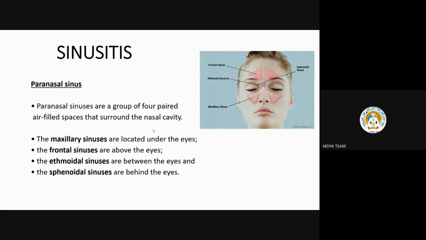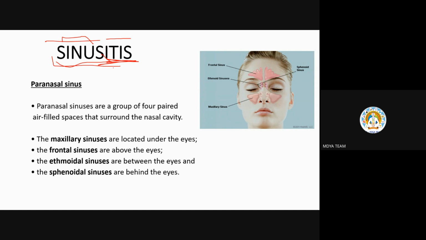So sinusitis. Whenever there is the word itis, it means swelling or inflammation. The first word is sinus and then itis. So by name itself we can understand that when there is inflammation in your sinuses, the condition is called sinusitis. Further we'll see what happens, but from the name we understand what it indicates.